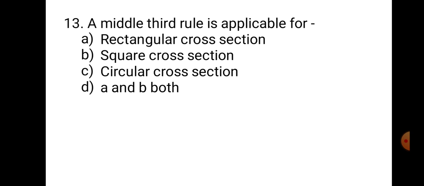Question number 13. The middle third rule is applicable for A. Rectangular cross section, B. Square cross section, C. Circular cross section, D. A and B both. Now the middle third rule is applicable for rectangular, and square is also a type of rectangle, hence it is applicable for rectangular and square. Hence the correct answer is D, A and B both.